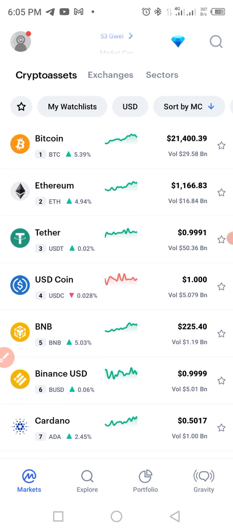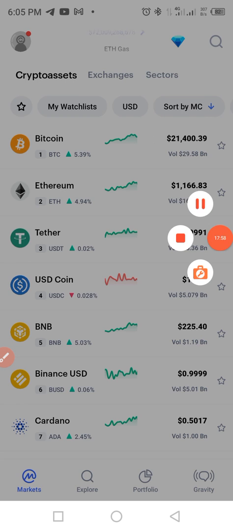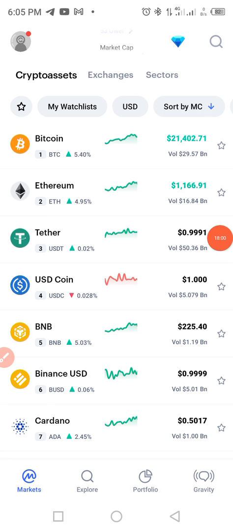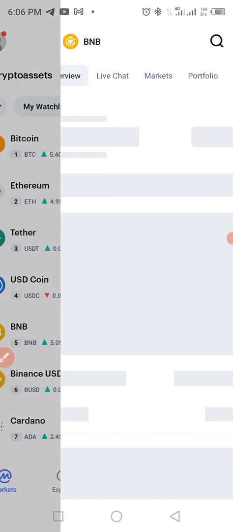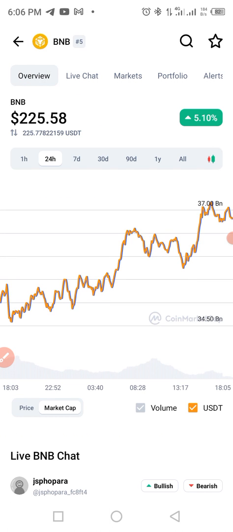Now let us pick a particular coin and conduct our analysis, and see how you can look at all of those factors I've been talking about. So which one should we pick? Let us pick BNB. Once you click on it, it's going to show you everything about BNB. So this is it here.